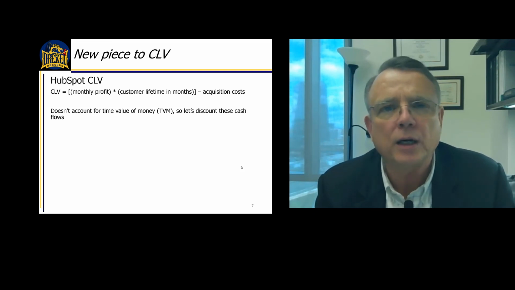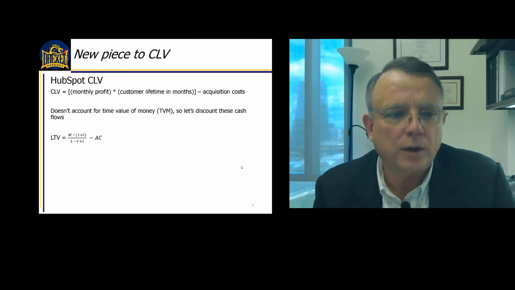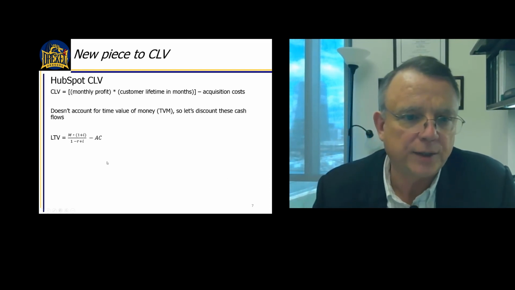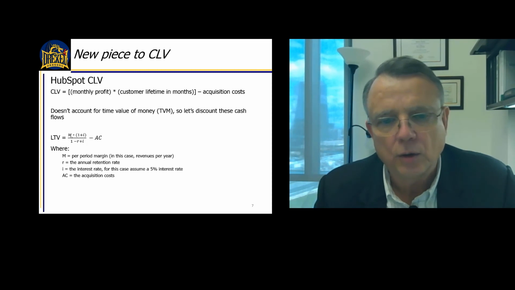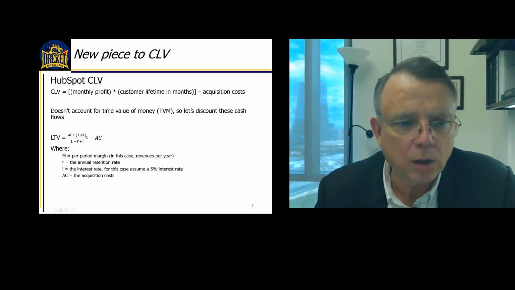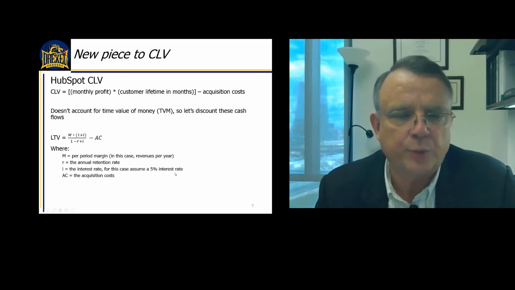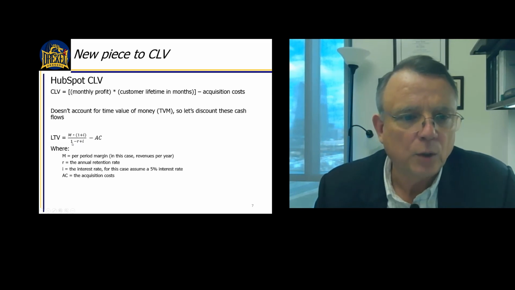But here's how we can accommodate that phenomenon with CLVs, or lifetime value, as they call it in this case, okay? So the customer lifetime value is M, the per period margin, or revenues per year, per unit, times 1 plus the interest rate. Let's assume a 5% interest rate for this case, okay? I couldn't see it anywhere, so let's just assume a 5% interest rate. Divided by 1 minus the annual retention rate.